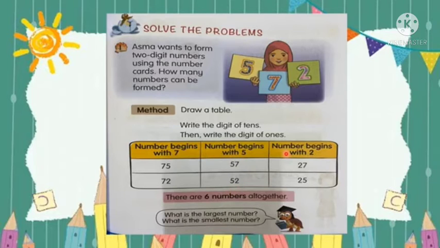Next, numbers that begin with 2. So 2 and 7. 27. Next, 2 and 5. So, 25. So, how many numbers altogether do we have? Yes, we have 6 numbers altogether. Kita ada 6 nombor semua sekali. 2, 2, 2. So, 6 numbers altogether. You understand? Alright. So, let's move to the next question.